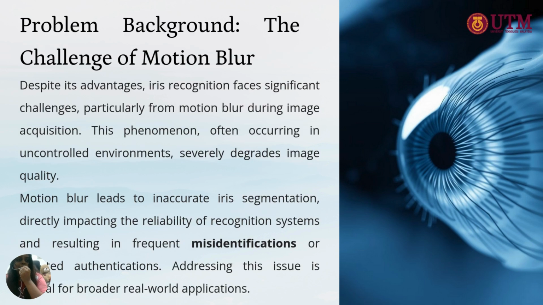The problem background is that, despite the advantages, iris recognition faces significant challenges, particularly from motion blur images. This phenomenon often occurs in uncontrolled environments and severely decreases image quality. Motion blur leads to inaccurate iris segmentation, directly impacting the reliability of the recognition system and resulting in misidentification or rejected authentications.